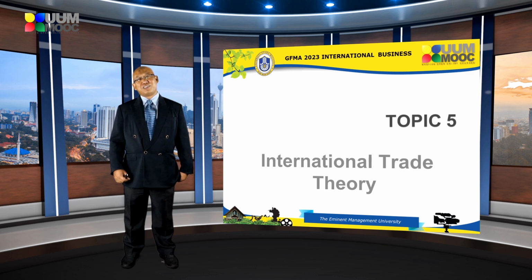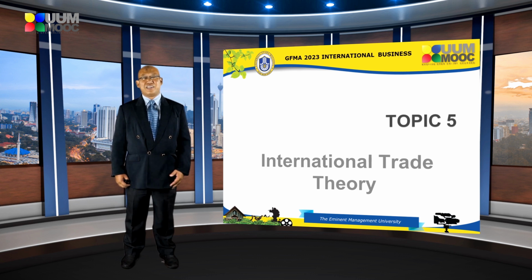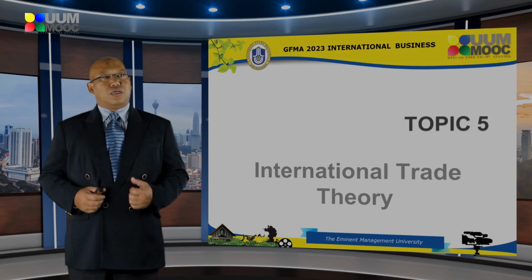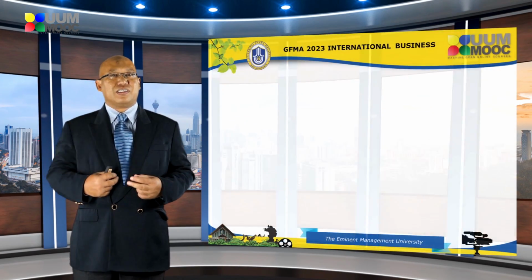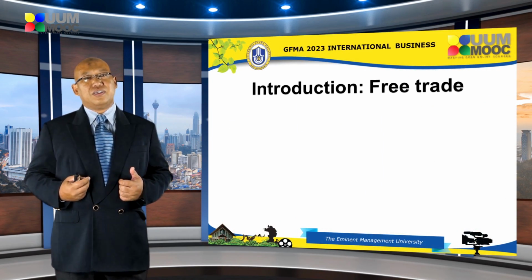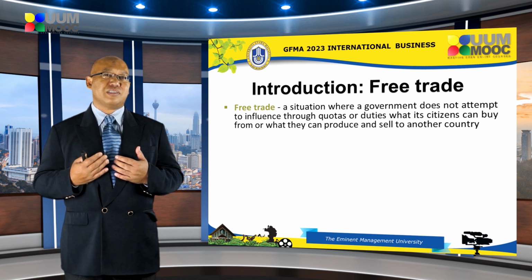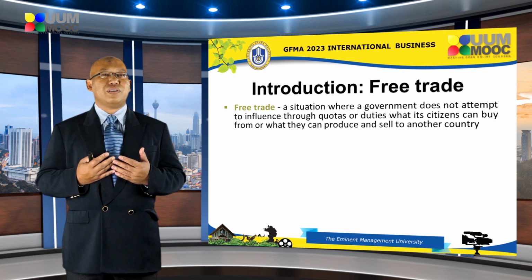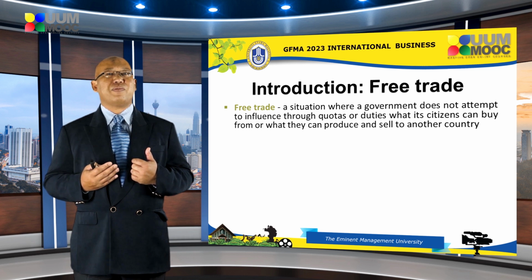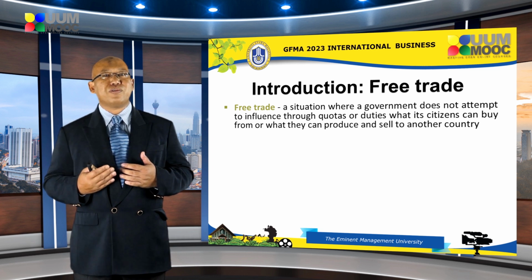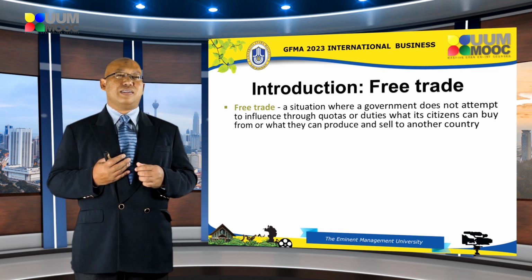Today, we would like to talk about Chapter 5, International Trade Theory. Chapter 5, Introduction, is about free trade. Free trade is a situation where the government does not attempt to influence through quotas or duties what its citizens can buy from another country or what they can produce and sell to another country.